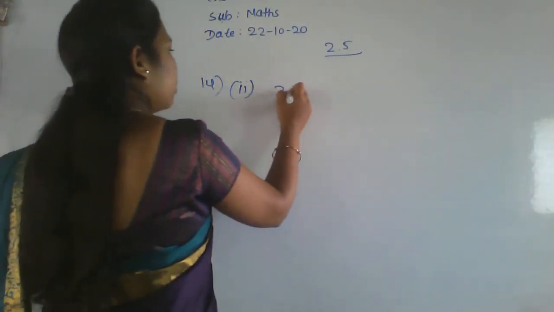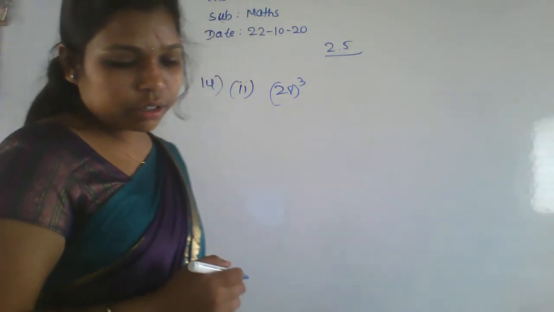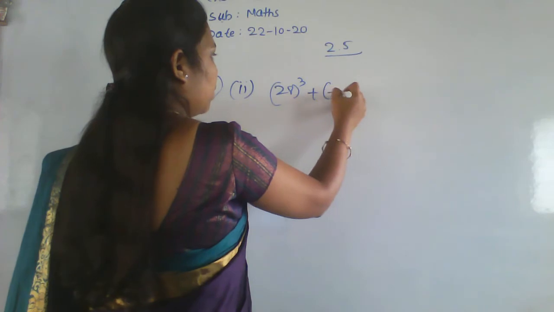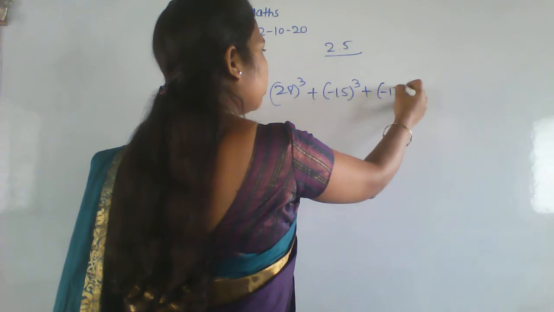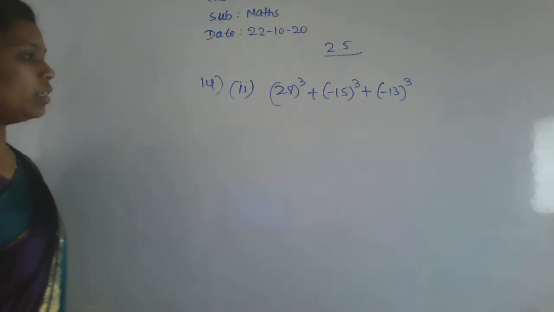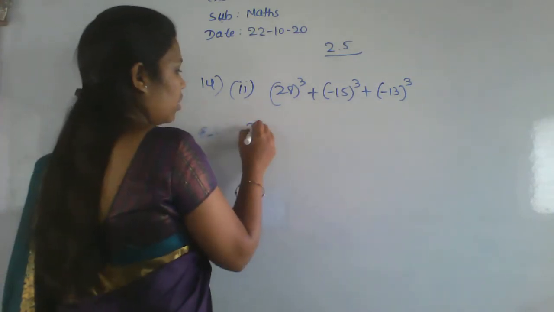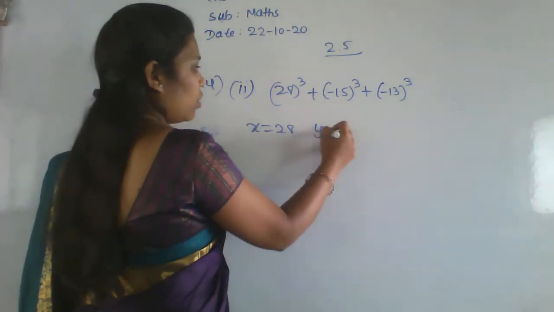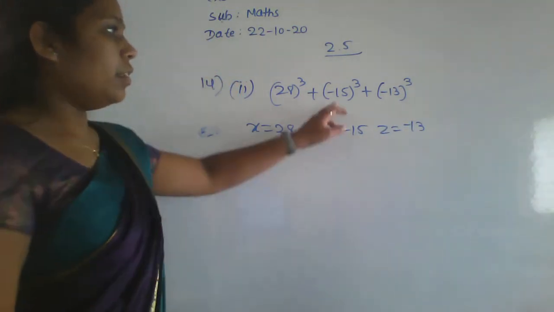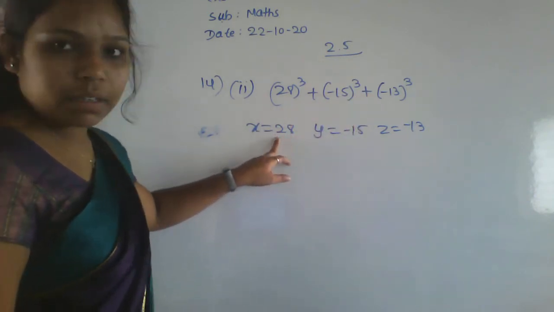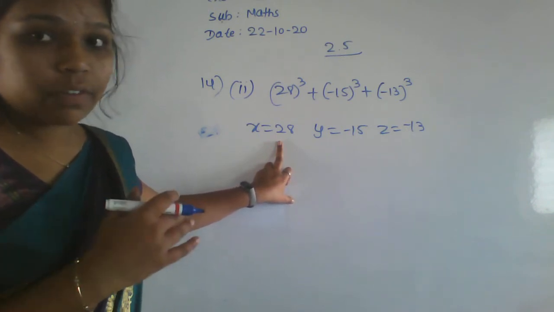28 cube plus minus 15 cube plus minus 13 cube. Right? So here, same formula. Observe here, x is equal to what? x is equal to 28 and y is equal to what? Minus 15. z is equal to minus 13. Okay. If we add these, minus 28 and this one is a plus 28, we'll get x plus y plus z is 0. So we can use that formula right here.